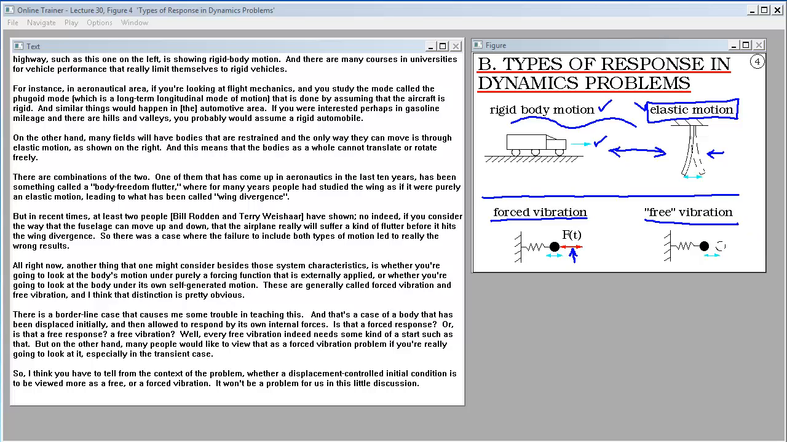There is a borderline case that causes me some trouble in teaching this, and that's the case of a body that has been displaced initially and then allowed to respond by its own internal forces. Is that a forced response, or is that a free response, a free vibration? Well, every free vibration indeed needs some kind of a start such as that. But on the other hand, many people would like to view that as a forced vibration problem if you're really going to look at it, especially in the transient case. So I think you have to tell from the context of the problem whether a displacement-controlled initial condition is to be viewed more as a free or a forced vibration. It won't be a problem for us in this little discussion.